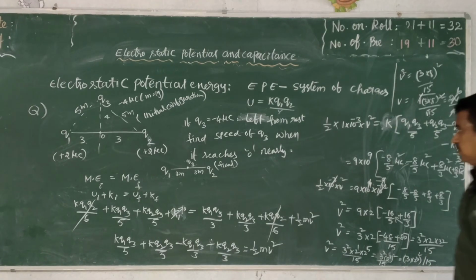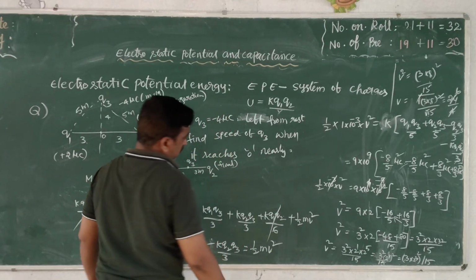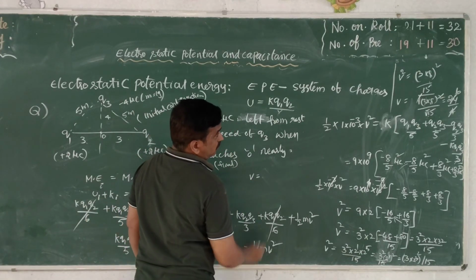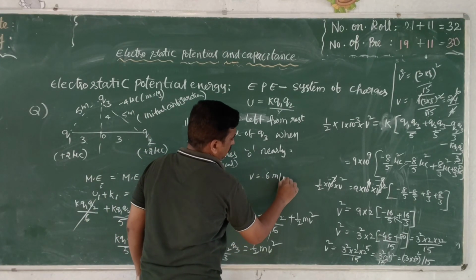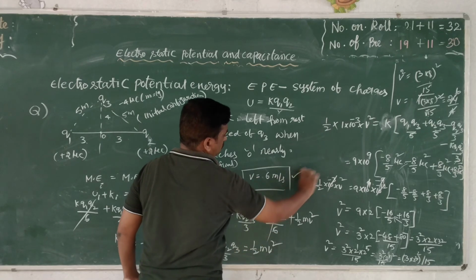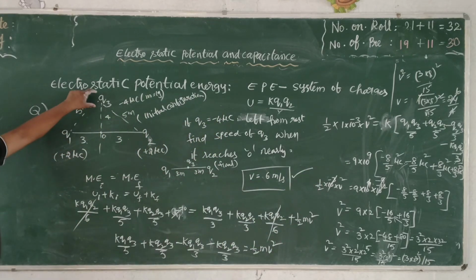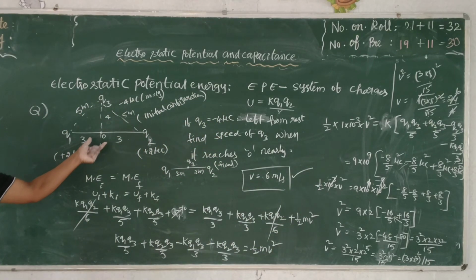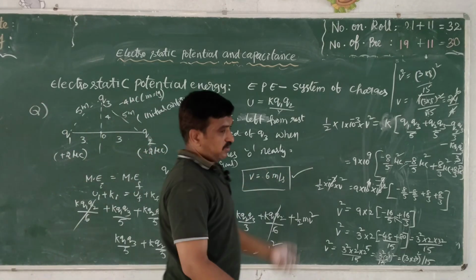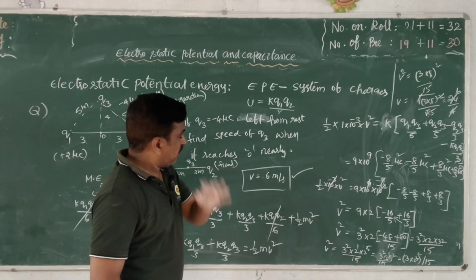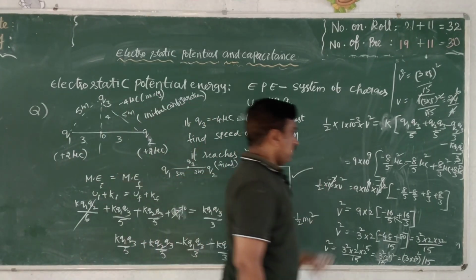Means what is the speed of the charge q now? See, speed equal to what? 6 meter per second. What is the speed of charge q3 while left from the rest and reaching O? What is the speed? 6 meter per second. Yes? See here, only once listen here.